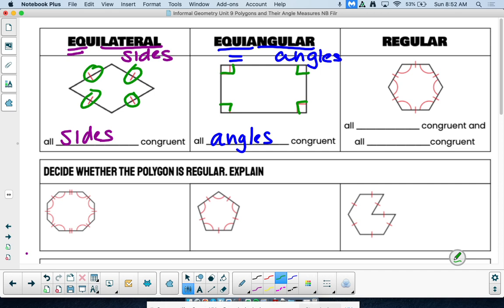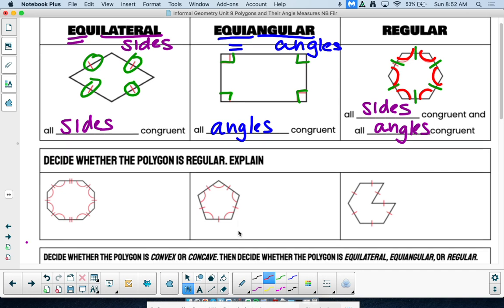Now, a regular polygon is a polygon with all sides and angles congruent. Sides and angles. So you got to remember, they're going to try to trick you, right? They want to see if you really know your stuff. So you have to make sure that every side has a tick mark like this. And then that every angle has an arc mark. Because again, they're going to try to trick you to see if you really know what's going on, all right?